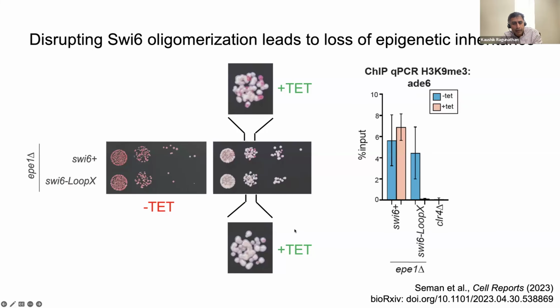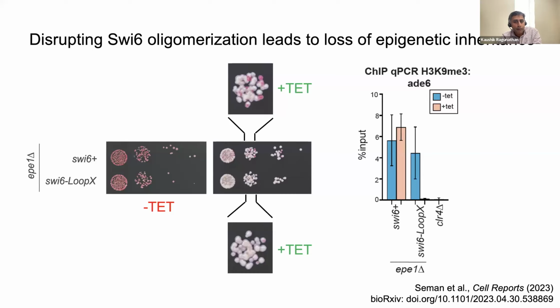So Melissa, a graduate student in my lab, introduced these mutations into this memory strain to investigate whether these oligomerization mutants have defects in either the establishment of heterochromatin or its ability to maintain memory across many generations. Here you can see that the cells look equivalently red in the SY6 plus case and in the case of the SY6 oligomerization mutant. But if you add tetracycline and investigate the question of memory, the SY6 loop X mutant, which is defective in forming condensates, completely loses its ability to maintain epigenetic memory. This is also reflected in H3K9 methylation measurements using chromatin immunoprecipitation that Melissa was able to do.